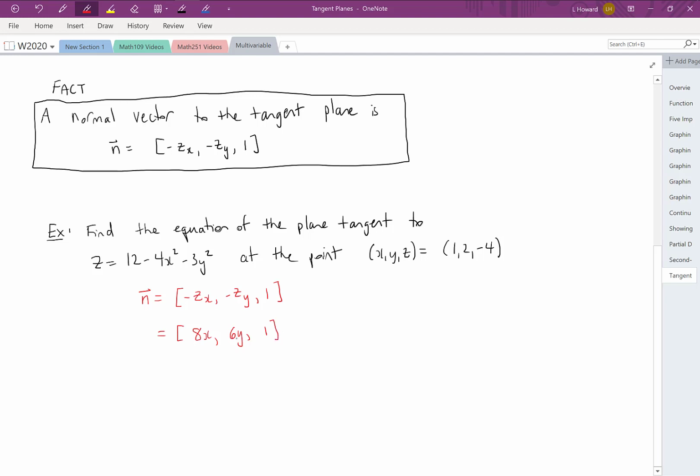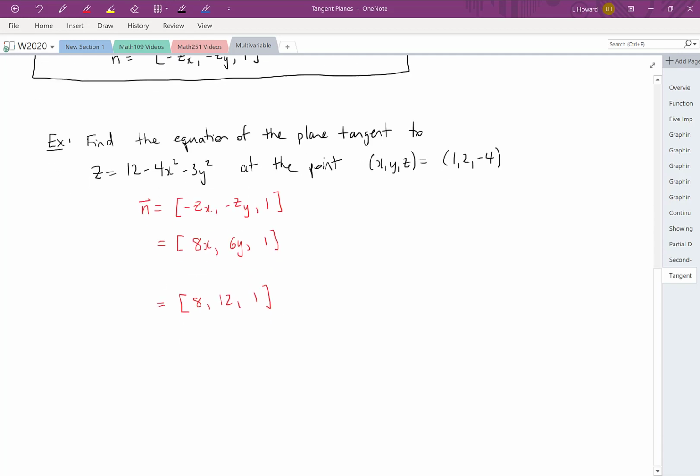Now, to get some specific numbers for the normal vector, we're just going to sub in the coordinates for our point. So we're going to use x equals 1 and y equals 2. By subbing in, you're getting the specific normal vector for whatever point in space you're interested in. In general, I don't usually write that part down. So let's just sub in here for the specific coordinates. So 8, 12, 1 is the normal vector that we're going to be working with.